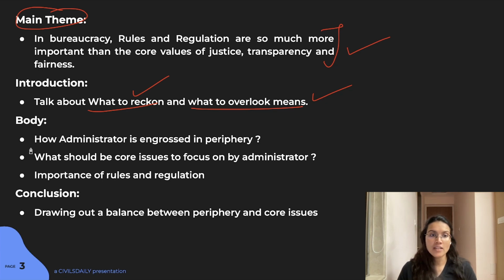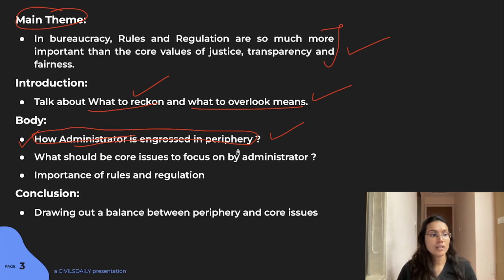The next, in your body, is that first you can talk about how an administrator is actually engrossed in the periphery, right? So here you can give a small set of examples or points of how an administrator is engrossed in the periphery. Like you can talk about that Jharkhand case with respect to the girl, where the Aadhaar card was not present, and people were talking about rules and regulations, and ultimately the value of social justice was compromised, right? So that kind of thing you can talk about.